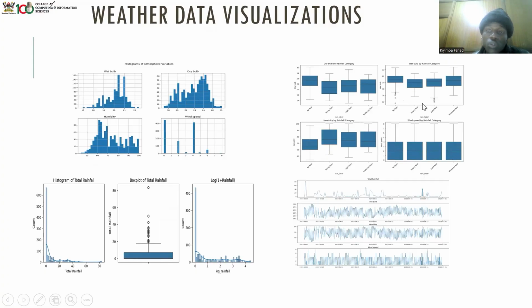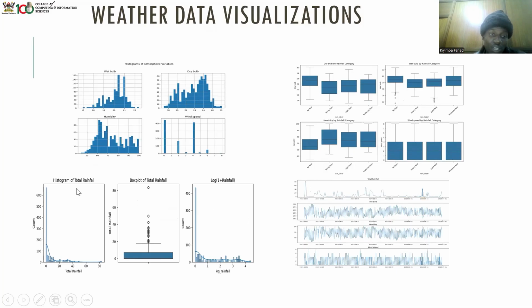So we saw the distribution of these atmospheric variables with rainfall categories. We can also see the progression of the time series for total rainfall, dry bulb, humidity, and wind speed, and we see that they have a uniform trend.